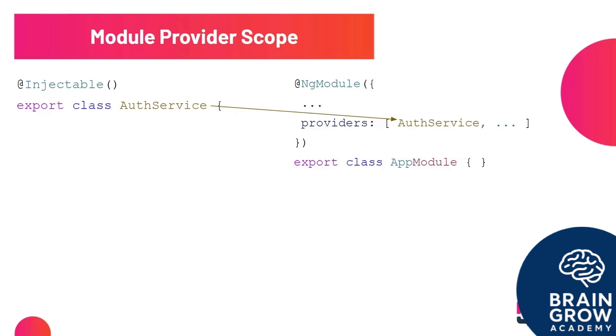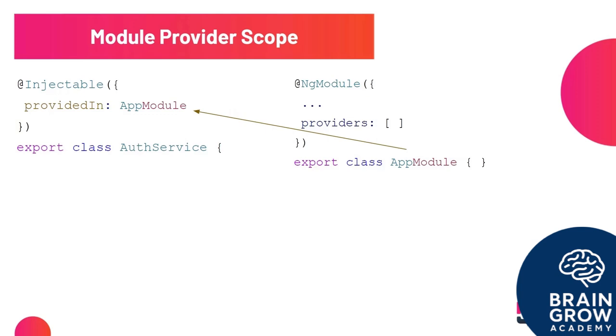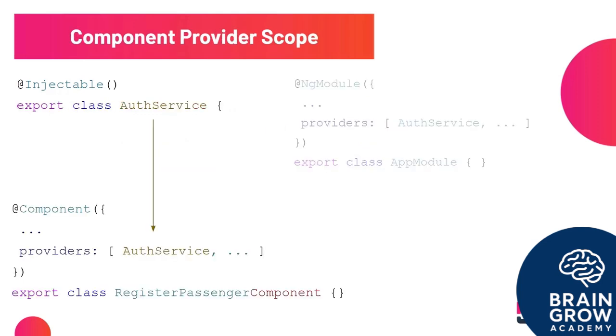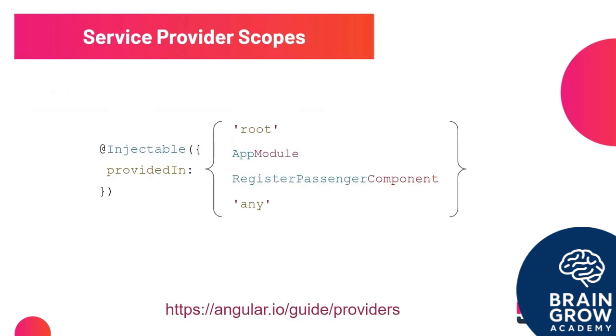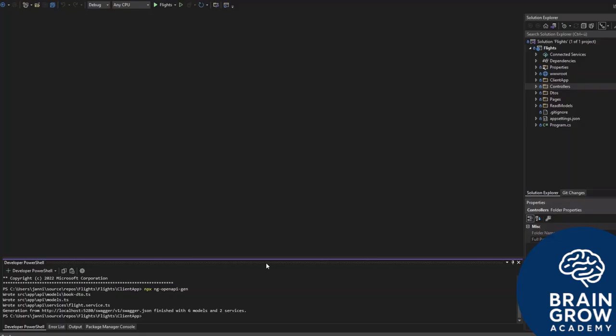You can simply add the service class to the providers section of the module or set the providedIn attribute to the module. If you register a service at the component level, you get a new instance by each instantiation of the component. Or you can set the component as the providedIn attribute of the service. To learn more about service providers and scopes, you can visit https://angular.io/guide/providers.